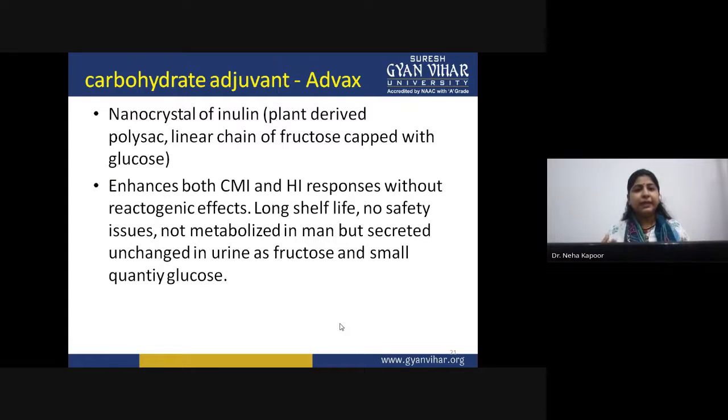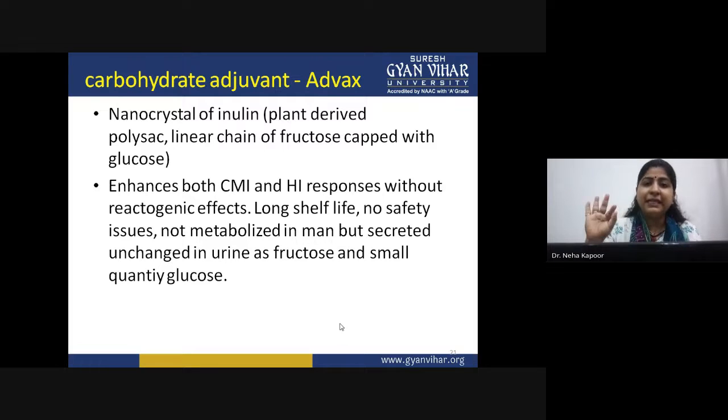There are certain carbohydrates also that we can use as adjuvant. The example is Advax, basically a carbohydrate adjuvant. That means we will be using some carbohydrate moiety. This Advax is basically a nanocrystal of inulin. Inulin is a carbohydrate, basically a plant-derived polysaccharide, and this polysaccharide is made up of a linear chain of fructose that is capped with glucose.